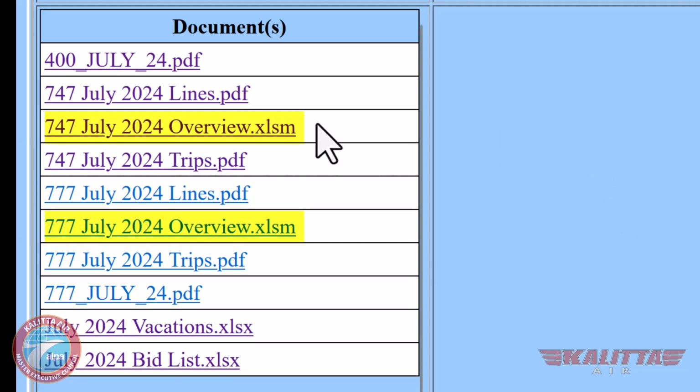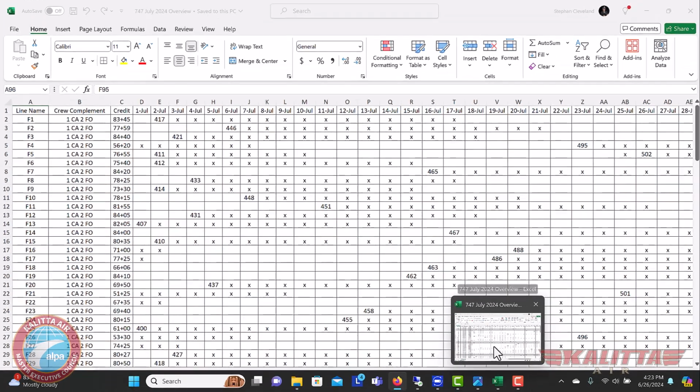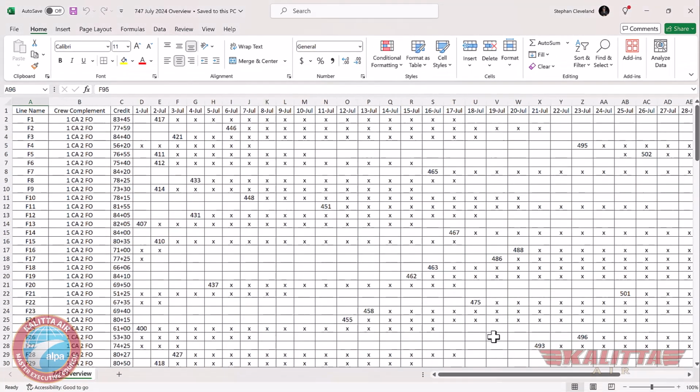So let's start with the overview file. I would assume that's probably what most pilots start with. Yeah, that's what I start with. It doesn't mean that everybody does. Right. The overview is a very simple document that just shows all of the lines, what the crew complement is, the credit, and then the work days.